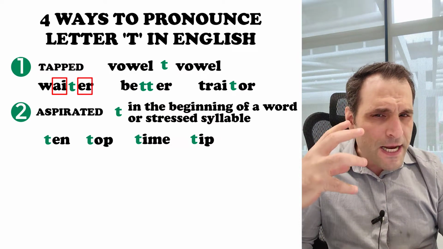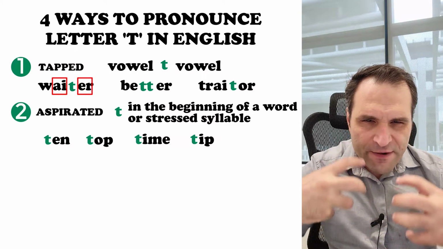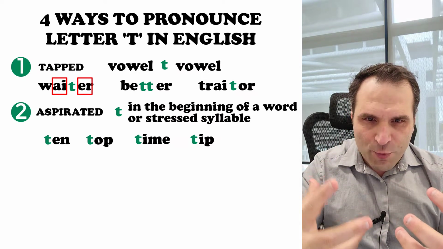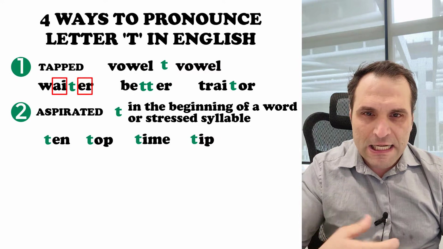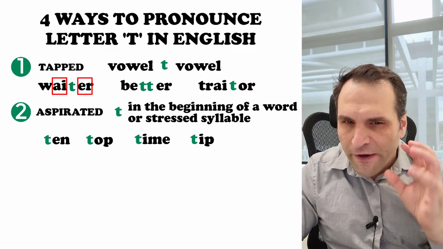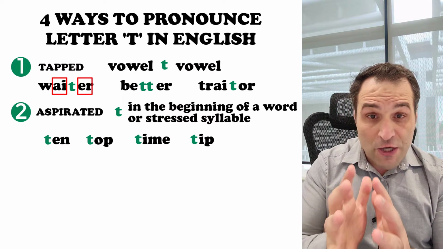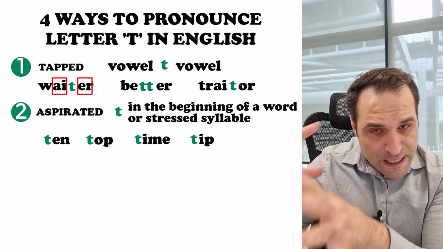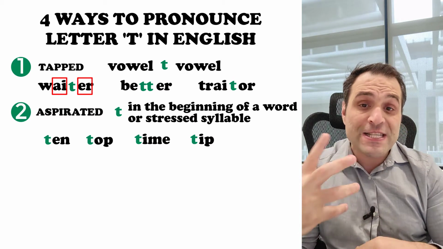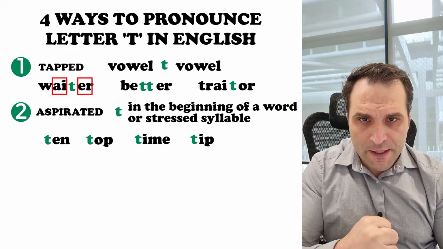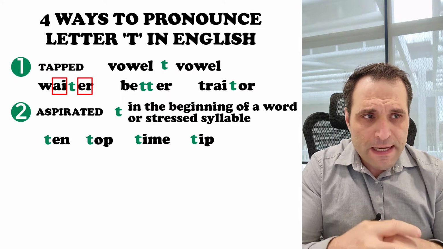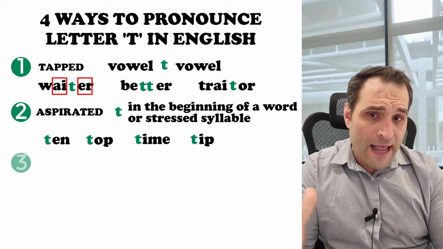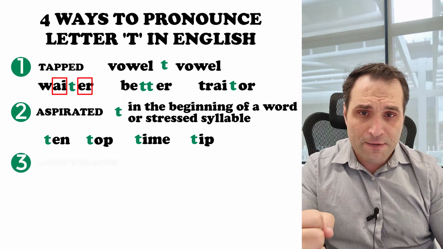Then you can hear there's a puff of air coming out of my mouth when I say that letter T, right? T, t, t, like that. It's very strong. And the reason that it's strong is because it's happening in the beginning of the word. So that's how we say it. And we call it aspirated. All right.